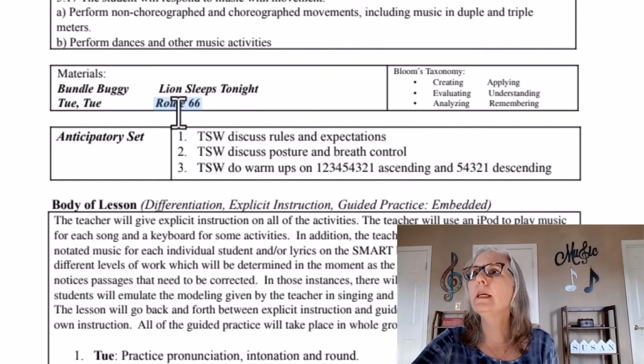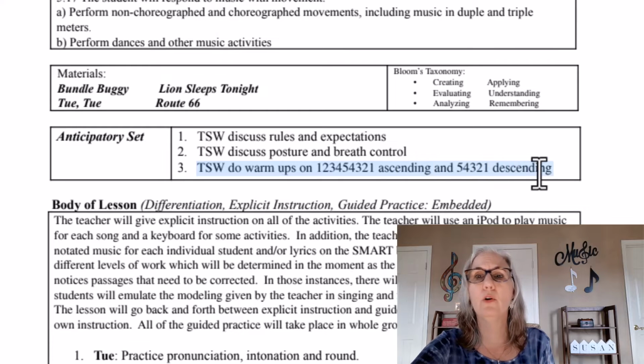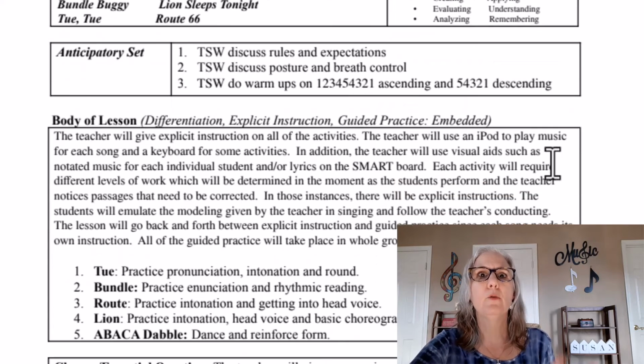So then you can see that this is the very first class. So you can see that we are discussing rules and expectations. Then I talk about singer's posture and breath control. And then I do my warm-ups on a 1, 2, 3, 4, 5, 4, 3, 2, 1 ascending, and then a 5, 4, 3, 2, 1 descending. And that's where I do what I was talking about earlier with I love eating pizza, yes I do, but I don't like Brussels sprouts, or whatever the kids want to add.